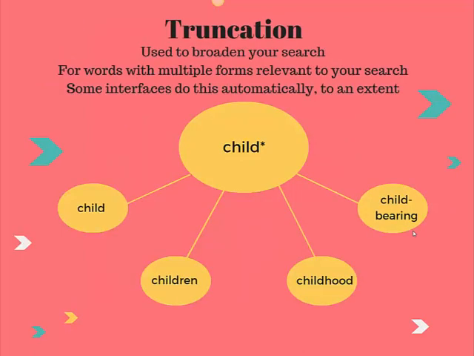And last but not least, we're going to talk a little bit about truncation. What truncation is, when you have a base word and you put this little asterisk, this little star, after it, it's going to show you results that have that base word in it, but in a different form of the word. So for example, if you search for child star, it's going to give you results with child, results with children, results with childhood, and results with childbearing.